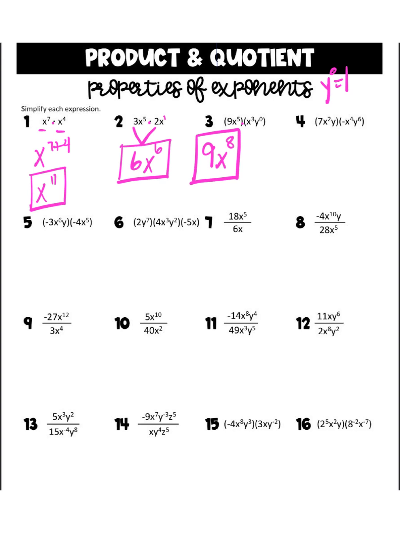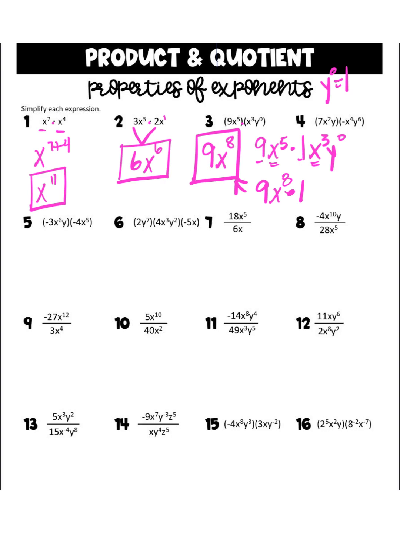So you would have basically 9x to the 5th times 1x to the 3rd, y to the 0. So 9 times 1 is 9. x to the 5th times x to the 3rd is going to be x to the 8. And since y to the 0 is 1, you just multiply this by 1 and you get that answer.